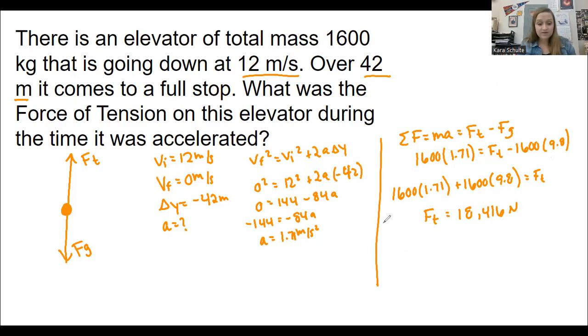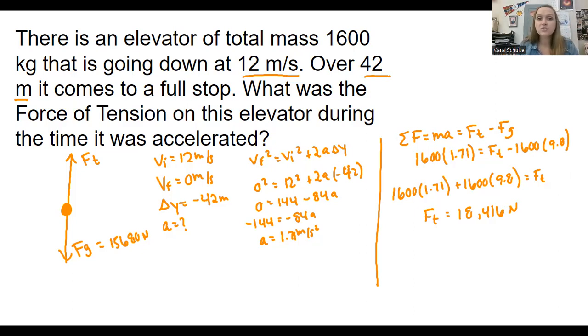Which checks out because I should have a greater tension force than I do gravitational force, and the force of gravity is 15,680 newtons. So since I'm slowing down while moving downwards, I should have an acceleration upwards, which means my tension force should be greater, and it is greater, so that checks out for me.